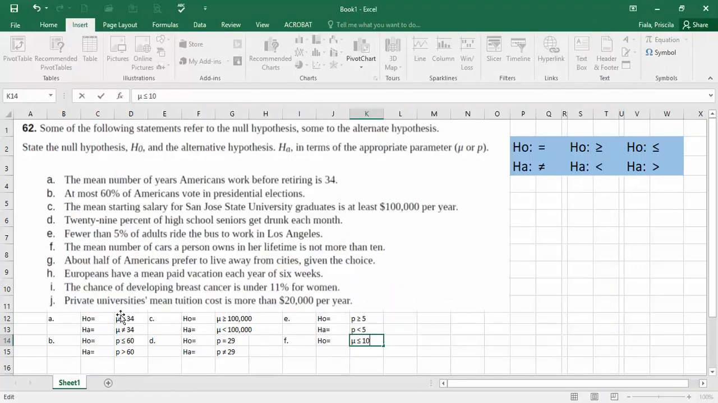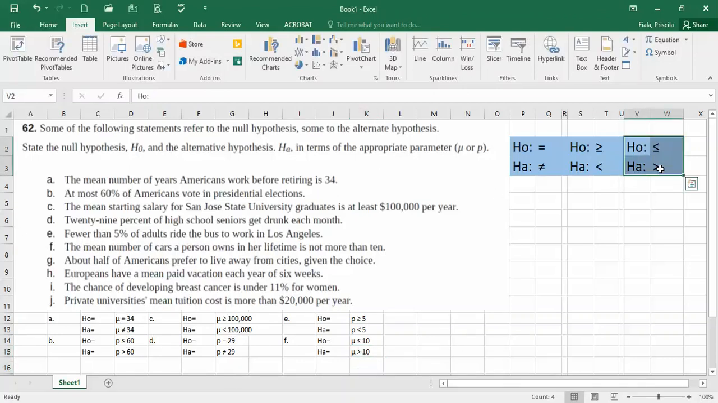10, correct? Therefore, my alternative hypothesis is going to be that my mean is actually higher than 10 by using this. Let's try G. You're almost done.